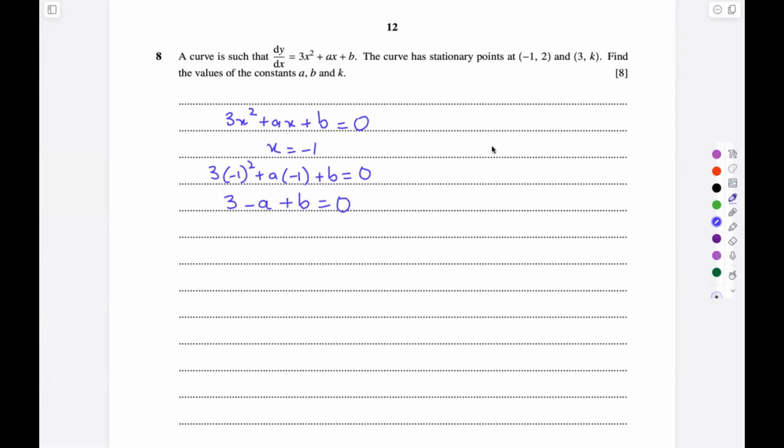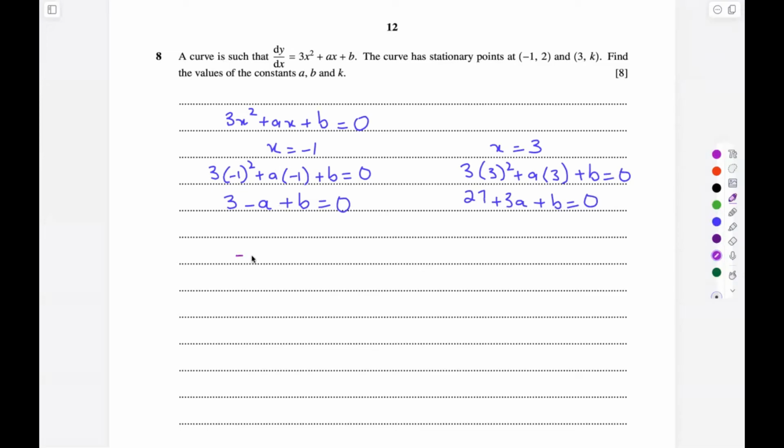Now substituting x equals 3 into this equation, this will become 3 times 3 squared plus a times 3 plus b equals 0. So this will become 27 plus 3a plus b equals 0. Once we have the two equations, we can solve them simultaneously to find the values of a and b.